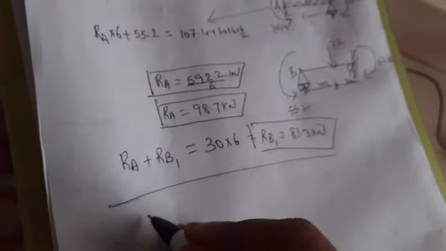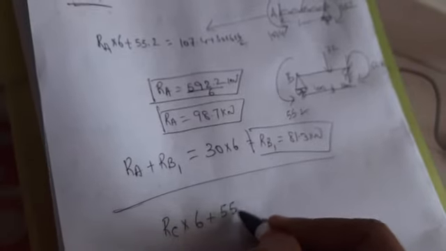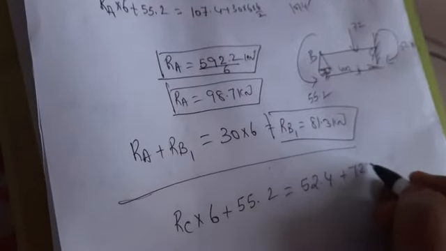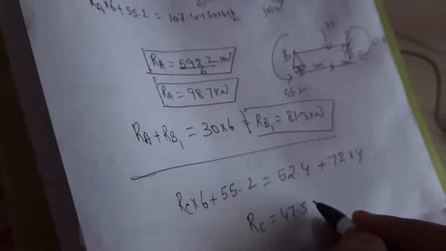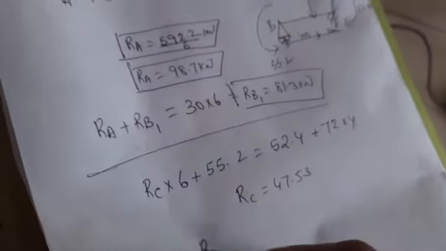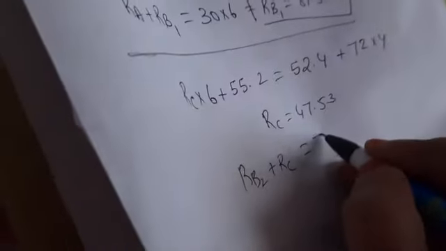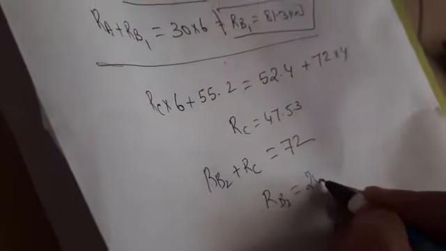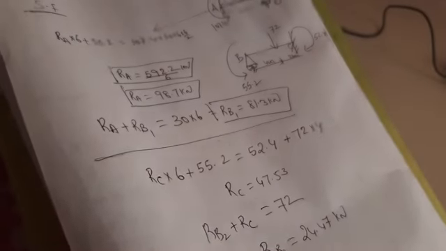Next, similarly I will calculate for beam BC. RC into 6 plus 55.2 must equal 52.4, the MC value, plus 72 load into 4. Then I will get RC equals 47.53. Next, RB2 plus RC equals our total load, which is 72. Then RB2 equals 24.47 kilonewtons. These are the values we get in step 6.